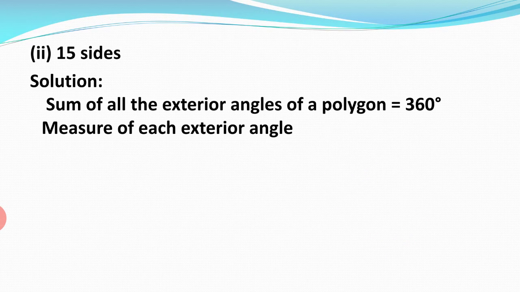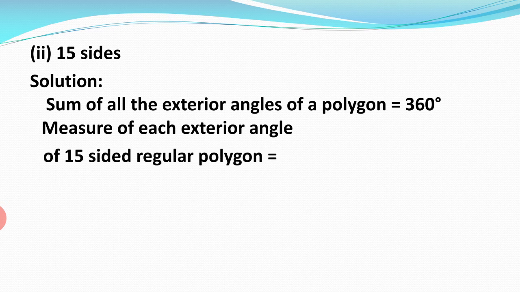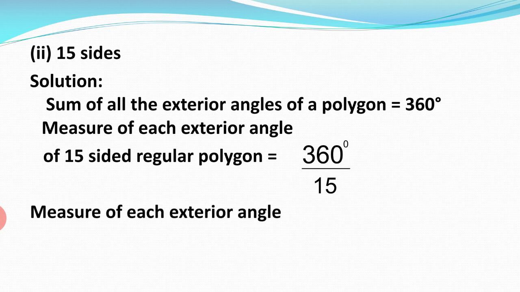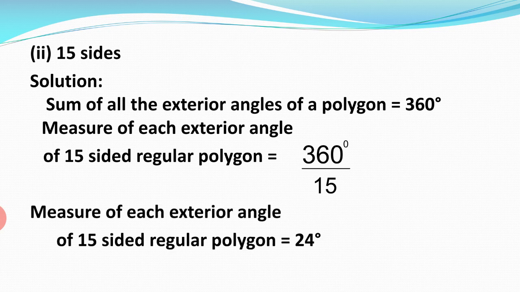Similar kind of question. You have to find out measure of exterior angle when sides are 15. Again, sum of all exterior angles of a polygon is equal to 360 degree. So now sides are 15, so you will divide 360 degree by 15. Because sum of 15 angles is 360 degree, so measure of each angle will be 360 degree upon 15. That is equal to 24 degree. Perform the division by arranging vertically. You will get answer as 24 degree.